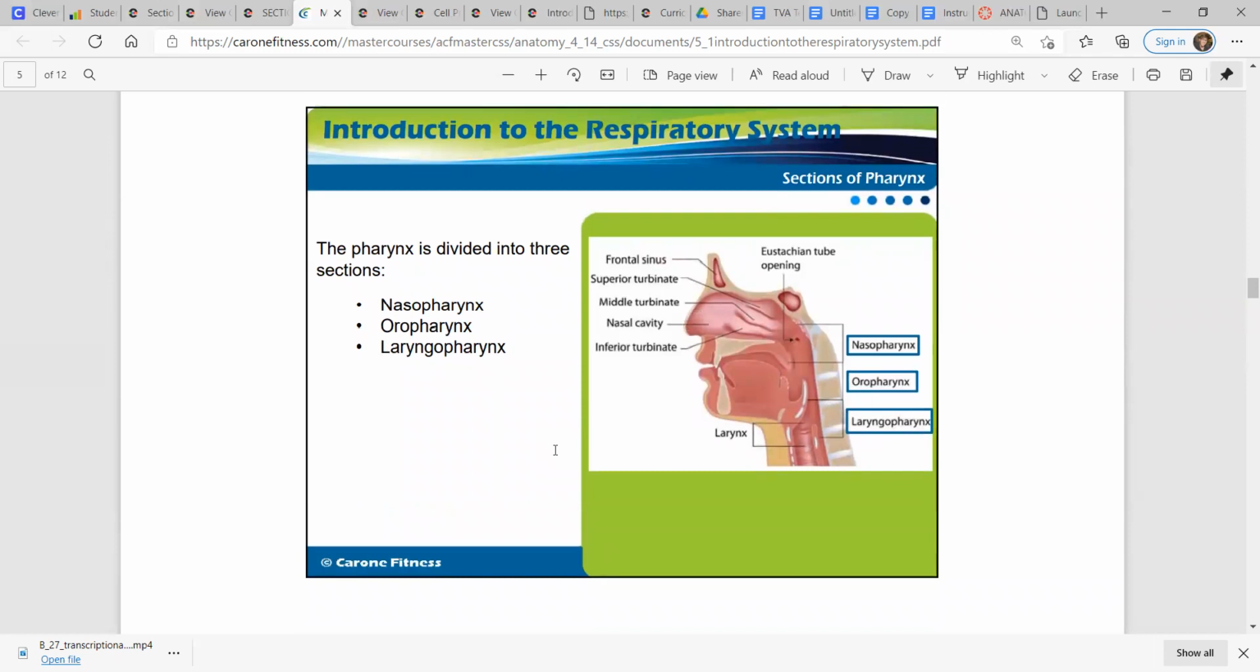The pharynx is divided into 3 sections. We have the nasopharynx, the oropharynx, and the laryngopharynx. So nasopharynx towards the nose, oropharynx towards your oral cavity, your mouth. And then by your larynx, you have the laryngopharynx.